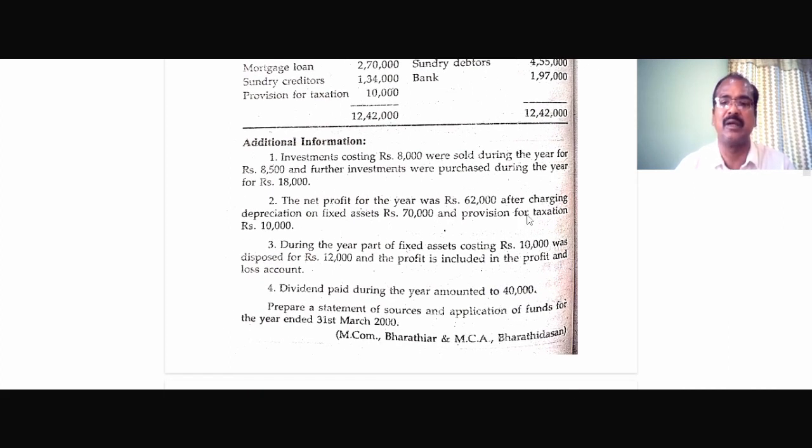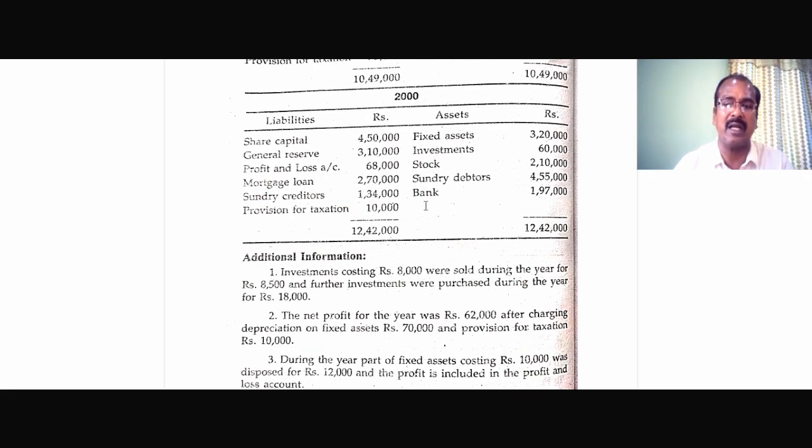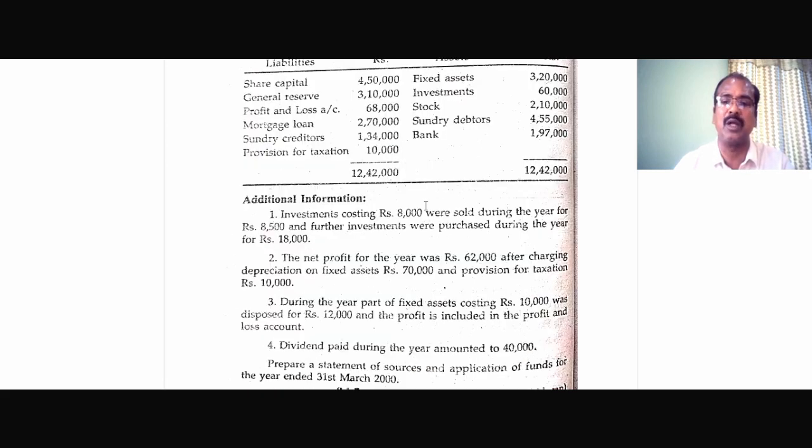Net profit for the year was 62,000 after charging depreciation on fixed assets 70,000 and provision for taxation 10,000. After you find the opening and closing balances of P&L account given in the balance sheet of the company, you don't have to worry about the net profit given in the additional information. But consider what has been recorded or adjusted against the net profit. The first one, they have provided depreciation of 70,000 rupees on fixed assets, which is a non-fund expenditure, has to be reversed in adjusted P&L account.